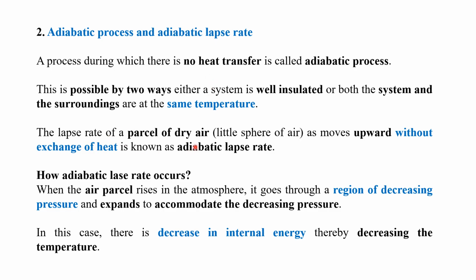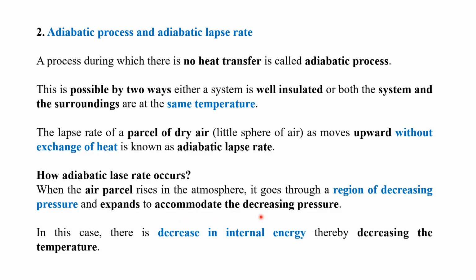The lapse rate of a parcel of dry air, for example a little sphere of air, that moves upward without exchange of heat is known as the adiabatic lapse rate. So how does the adiabatic lapse rate occur? When the air parcel rises in the atmosphere, it goes through a region of decreasing pressure and expands, and the temperature decreases. What is going to happen?